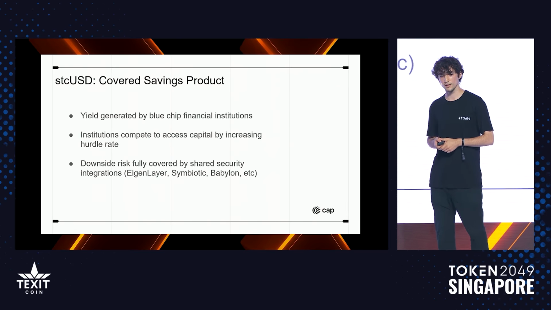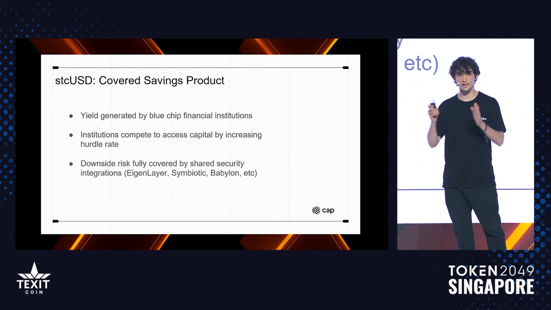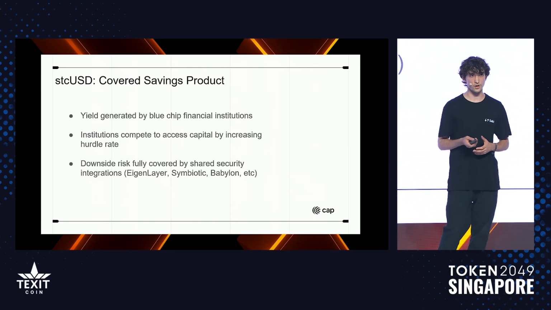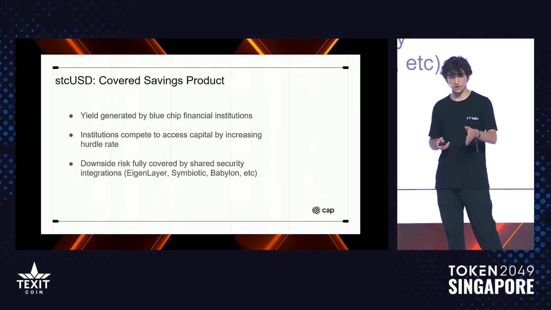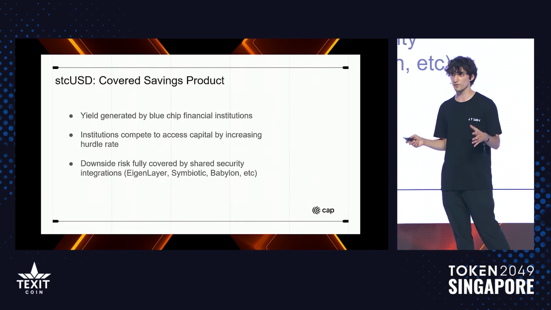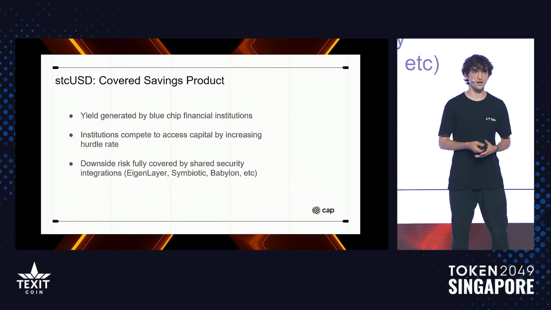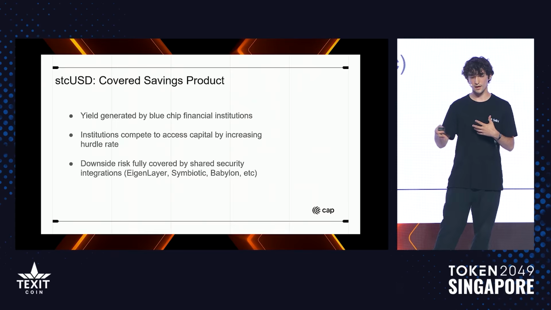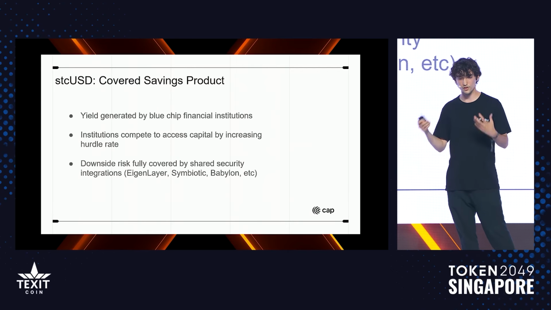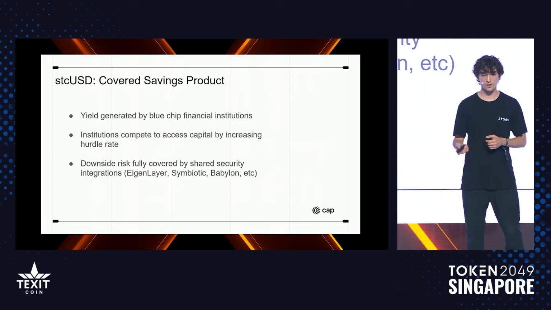Our savings product is stake CUSD. So you can take CUSD and stake it, and it earns yield from financial institutions competing with each other to earn yield. But we don't trust them, so we make them get credit default swaps via our credit default swap engine to cover the downside for your yield. So this turns into an insured private credit engine where financial institutions are generating yield on the dollar.